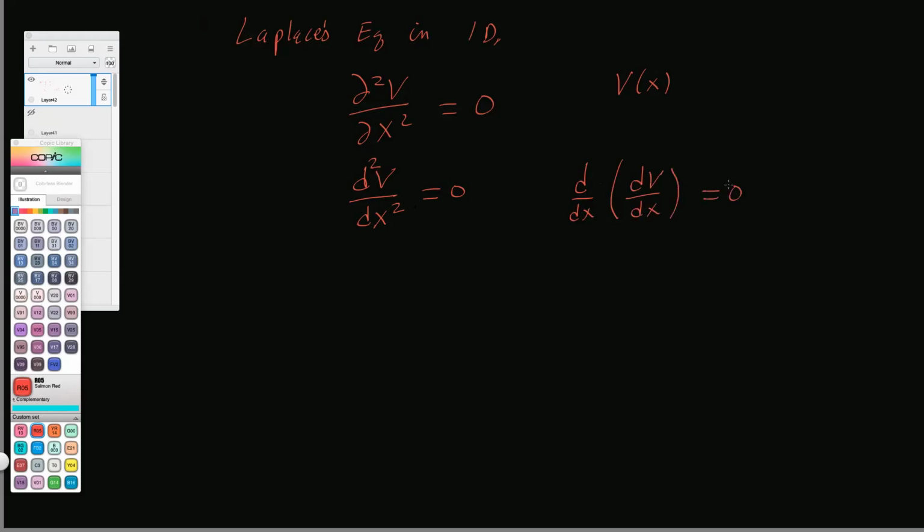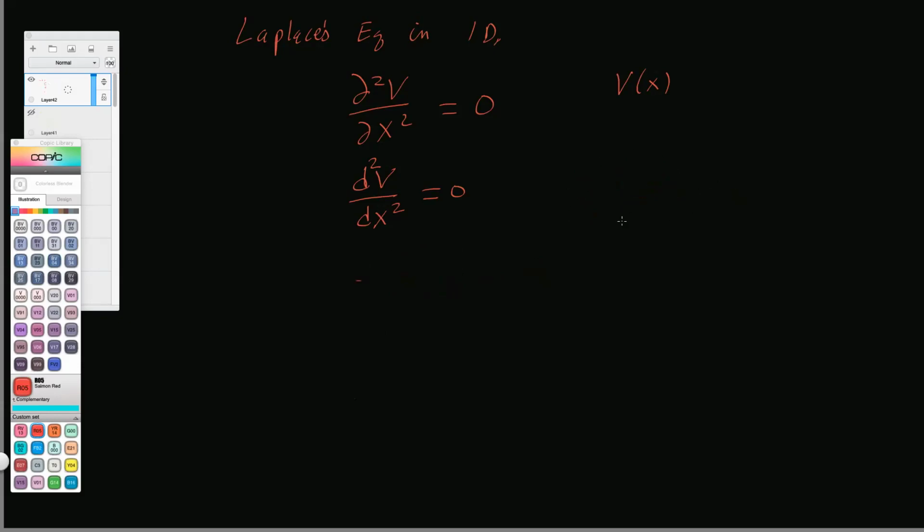If I integrate both sides here, I would separate this out. How would I do that? I would say d, and then dV/dx is equal to 0, and I can integrate once. Oh, I'm doing this wrong. Give me a second here. I'm completely doing it wrong.